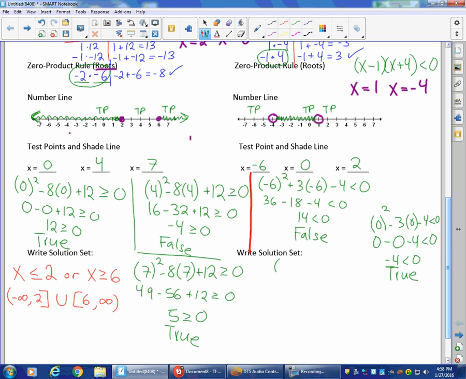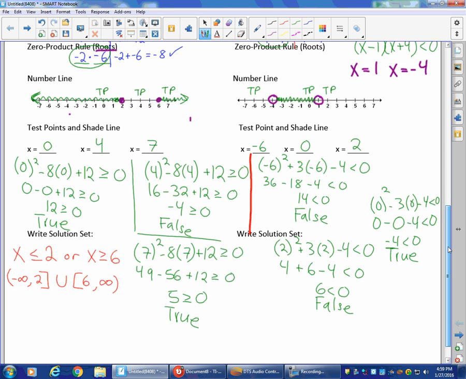So the last point would be 2 squared plus 3 times 2 minus 4, and is that less than 0? So I get 4 here, plus 6, minus 4. 6 plus 4 is 10, minus 4 is 6 again. So is 6 less than 0? Definitely not. So I'm not going to shade the right section.